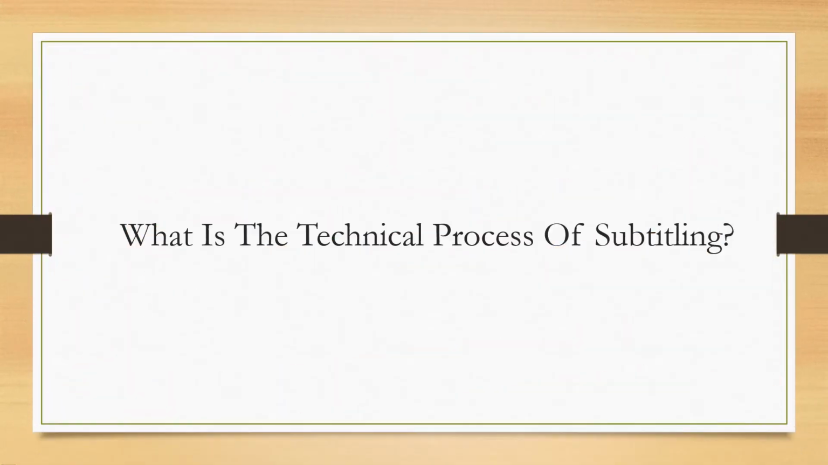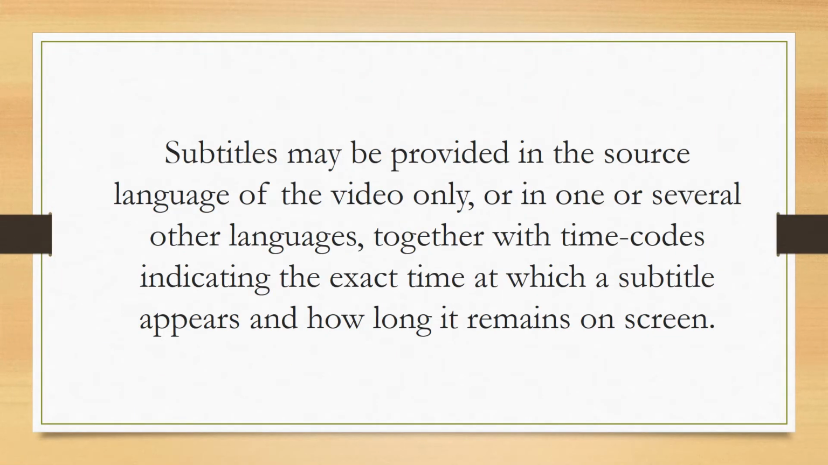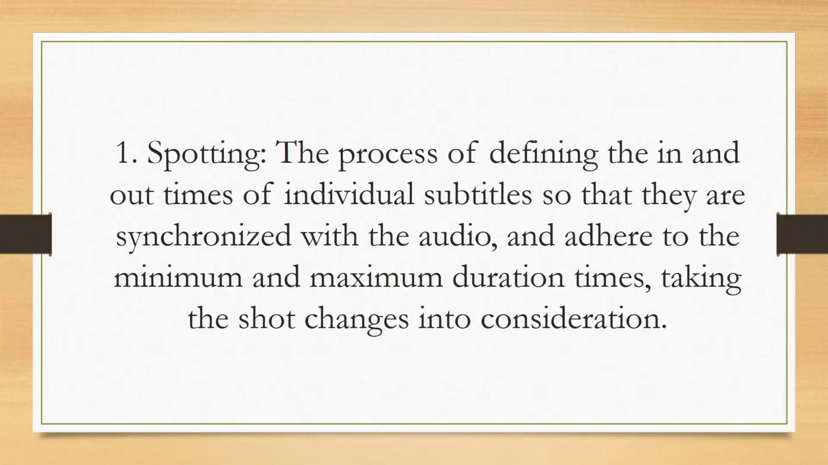What is the technical process of subtitling? Subtitles may be provided in the source language of the video only, or in one or several other languages, together with time codes indicating the exact time at which a subtitle appears and how long it remains on screen. The process of subtitling consists of the following phases. 1. Spotting, the process of defining the in and out times of individual subtitles so that they are synchronized with the audio, and adhere to the minimum and maximum duration times, taking the shot changes into consideration.